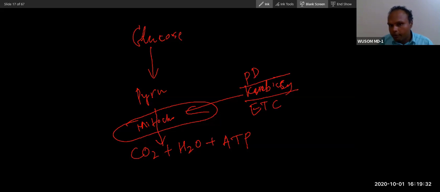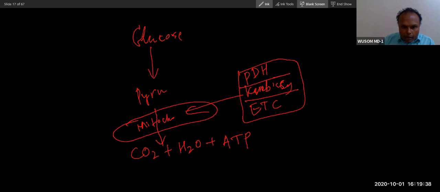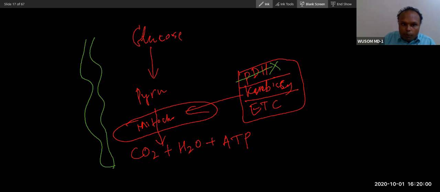We will talk about each of these. If you don't understand, just memorize this. These are the 3 processes through which pyruvate converts into this. If the PDH enzyme, pyruvate dehydrogenase, is defective, the whole system cannot move forward. Just remember this as the flow of a river. When you block somewhere in the river, or in the tap, what will happen?